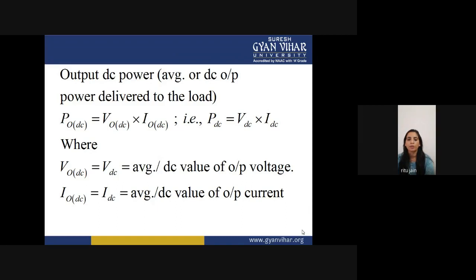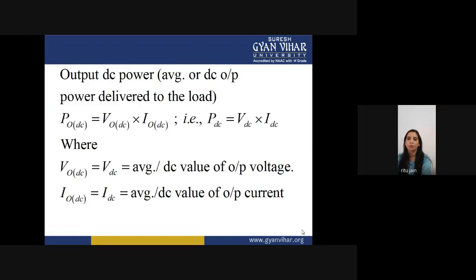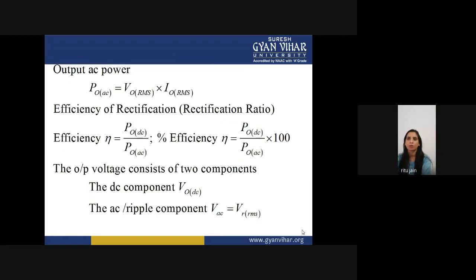So power delivered to the load, we know the formula of power, P is equal to V into I. If you are connecting any kind of rectifier in the circuit, the output power delivered to the load would be DC power, DC voltage into DC current. So the formula will be V DC into I DC. And if you talk about the output RMS AC power, it is equal to V RMS into I RMS. This is your output DC power, which is delivered to the load.